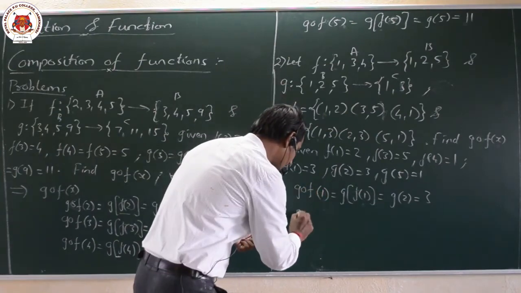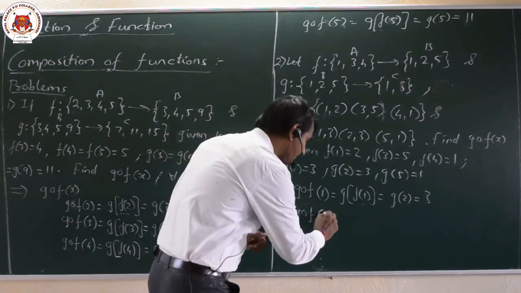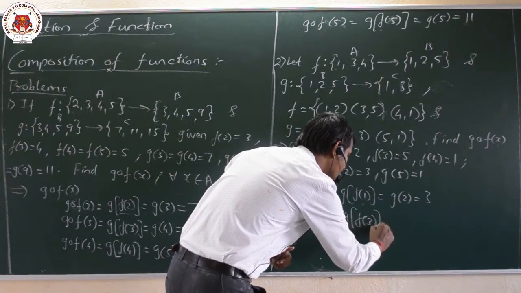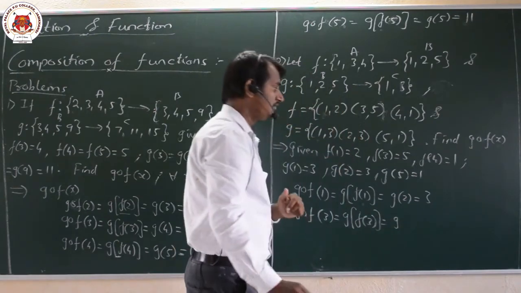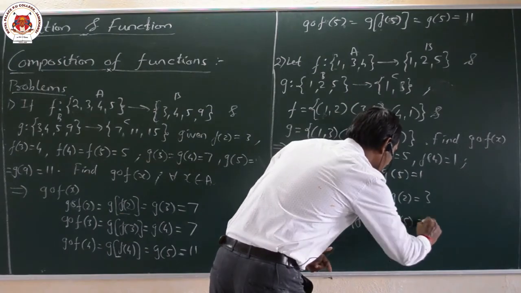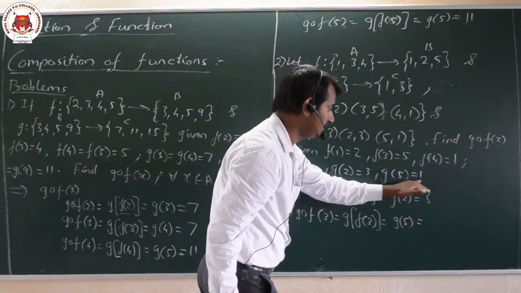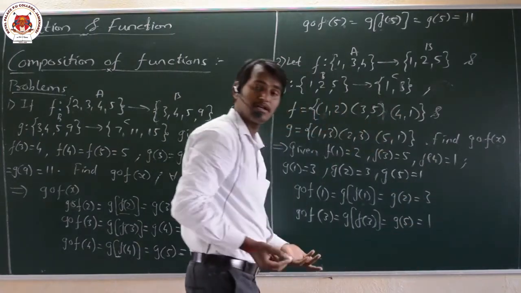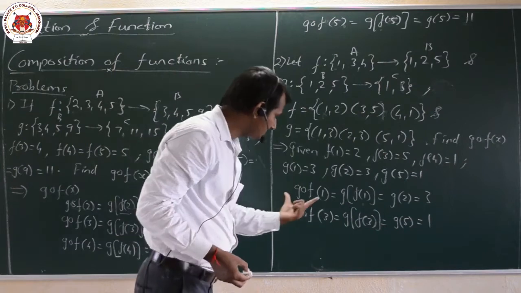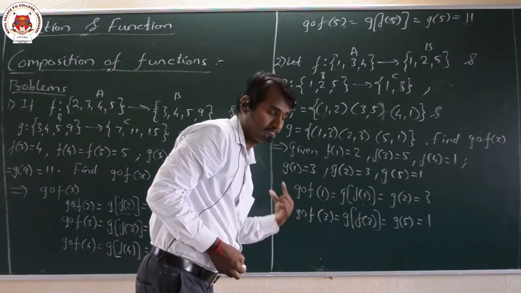In the similar manner, g of f of next x value is 3, which is equal to g of f of 3, which is equal to g of, what is f of 3 value? F of 3 value is 5 here. Now what is g of 5 value? The g of 5 value is 1 here. Very simple. All the data we are having, just we have to substitute it. We have to make use of this composition of function definition. That is an important concept here.